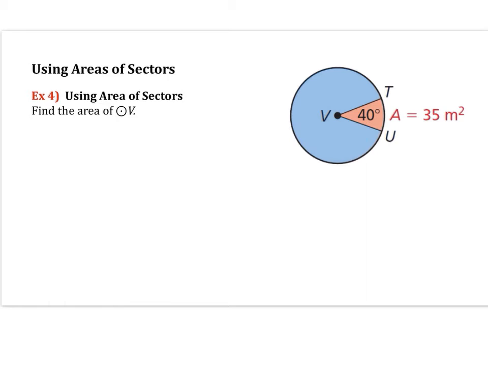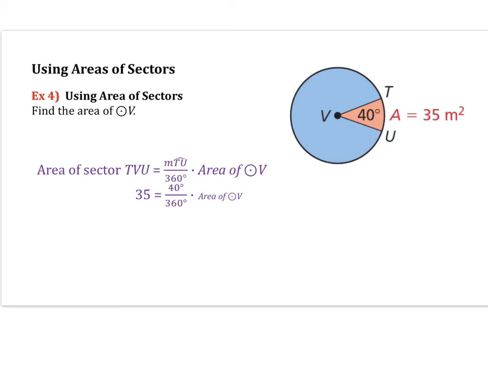Our next example, we want to use the area of sectors, and we want to find the area of circle V. So we know the area of our sector bounded by the angle TVU to be 35 square meters. We want to figure out the area of the entire circle, so we don't know our radius. So we know the area of the sector TVU is equal to the measure of arc TU, so this arc here, out of the entire circle, 360 degrees, so part out of whole, times the area of the entire circle. So we can substitute 35, because we know that the sector area is 35, so the left side of the equal sign gets substituted with 35.